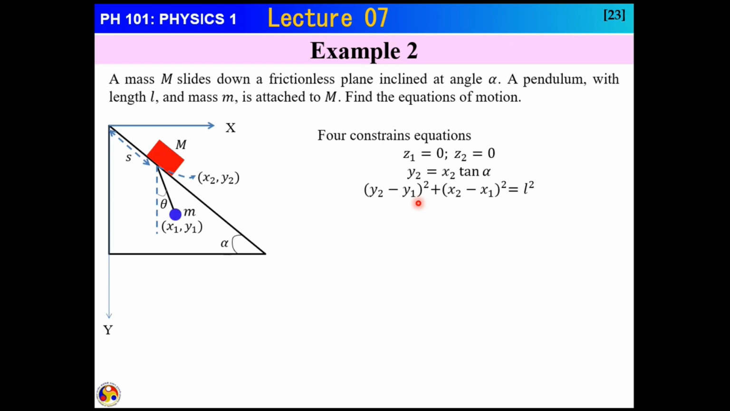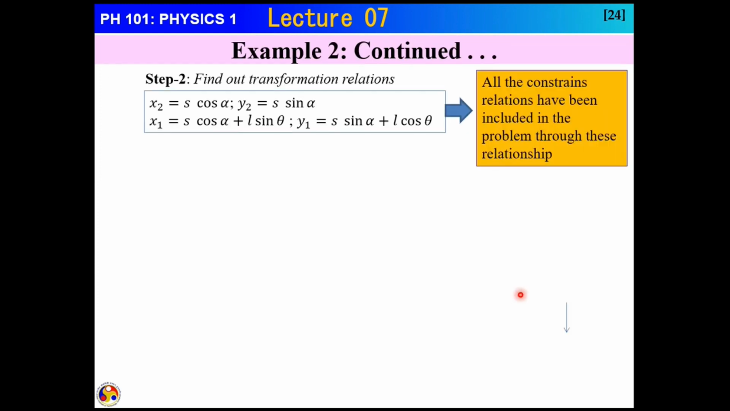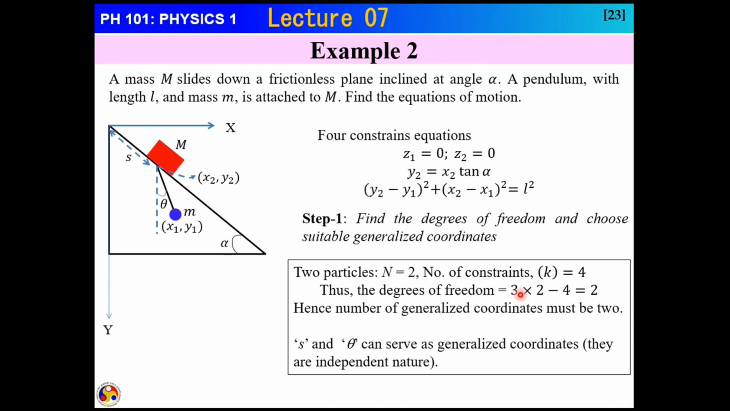If you want to think in terms of subtraction, total particles 2 into n minus number of constraints, or if you want to go directly, see there is only one possibility. This will slide this way and then this can oscillate like this. So there are 2 degrees of freedom. This is what I have said just now. This can move on this and this can rotate.